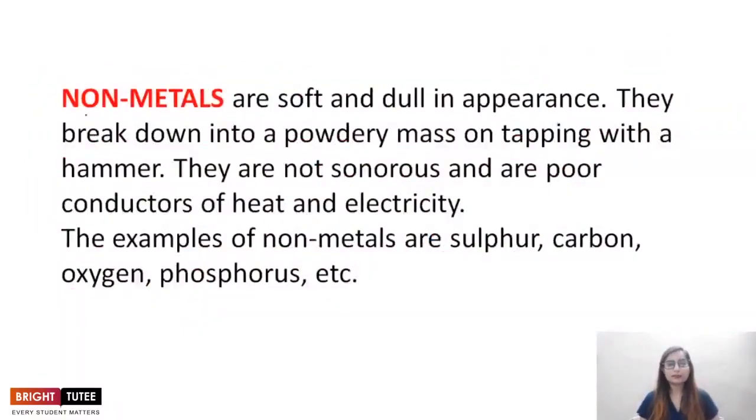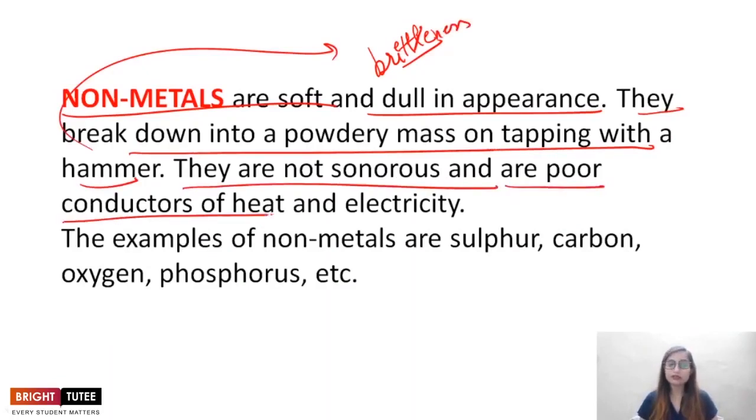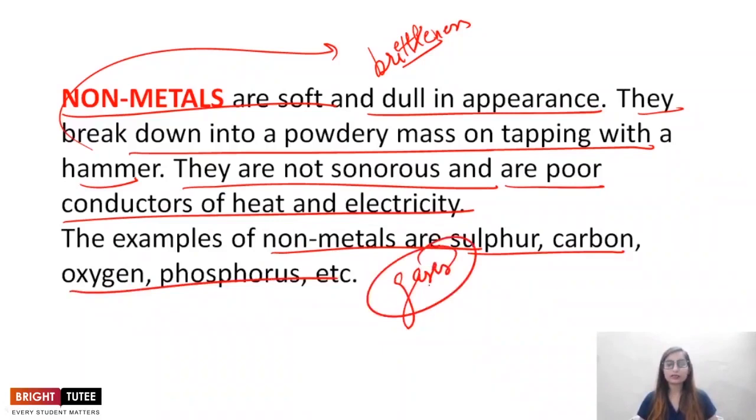Now what about non-metals? Non-metals are soft and dull in appearance and they are brittle. What does brittle mean? That they break. They suddenly break when you try to hit them. They break down into a powdery mass on tapping with a hammer. Basically, this is brittleness. They are not sonorous and are poor conductors of heat and electricity. Right? So, the examples of non-metals are sulfur, carbon, oxygen, phosphorus, etc. And basically, all the gases are non-metals. Right? Now, there is another exception in the non-metals, that is graphite.